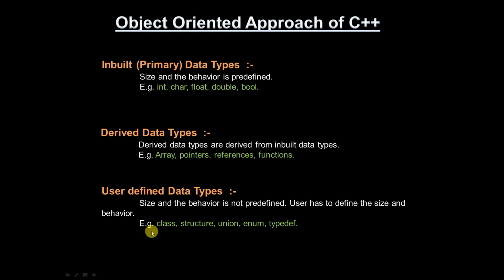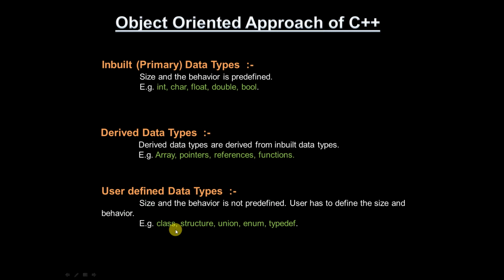Going forward we will see these user defined data types, that is class and structure. We will also see the difference between class and structure. Union, enum, typedef are not required for our concepts of the object oriented approach. Our main focus is class and structure, and only for 2 to 3 sessions will we discuss structure. After that we'll completely focus on class.